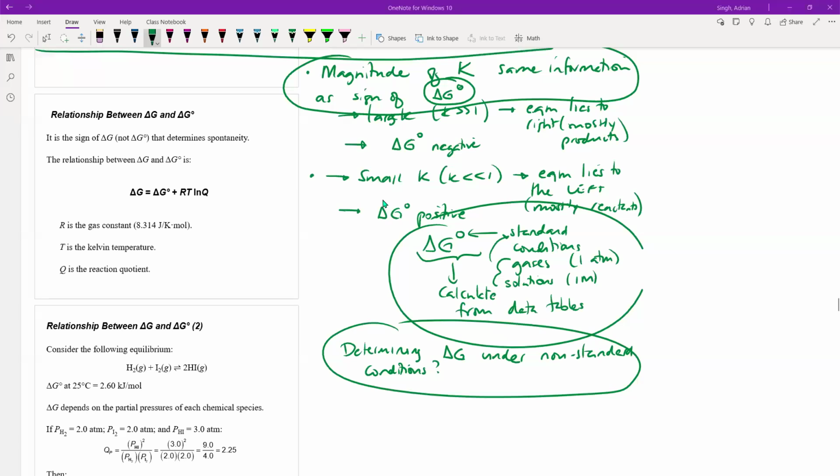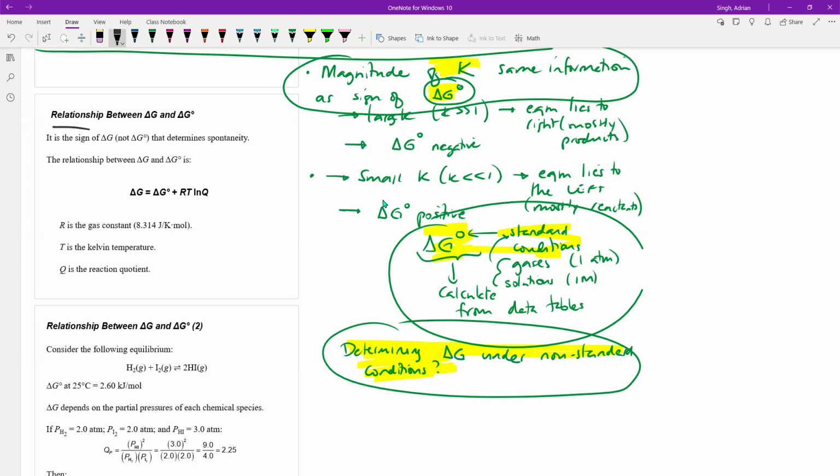So our delta G standard tells us complete information, as the magnitude of K does. If delta G is negative, it tells us the equilibrium lies to the right. If delta G is positive, it tells us the equilibrium lies to the left. And again, these are under standard conditions that we're calculating. So if we are starting off with a non-standard condition, we can predict how that reaction is going to proceed based on the sign of delta G, not delta G standard. Will it proceed to the right? Will it proceed to the left? Or is it at equilibrium?